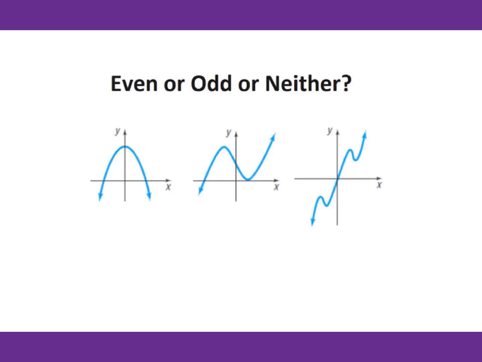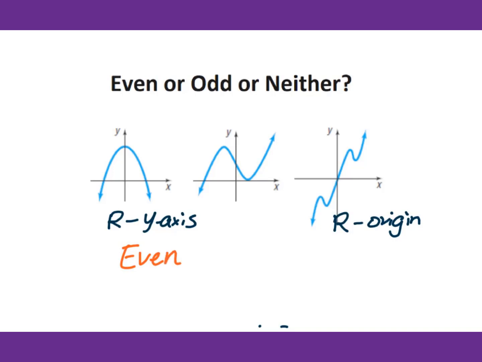Now you are given 3 graphs. You can check which one is even, odd, or neither. First of all, we check whether the graph reflects across the y-axis. This function reflects across the y-axis, and this function reflects across the origin, or you could say it is symmetric across the origin. Then this will be an even function, and this is an odd function.